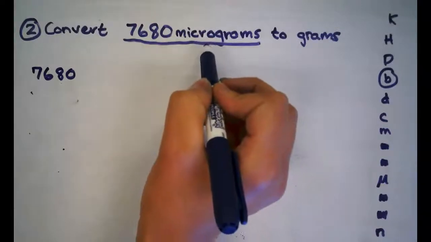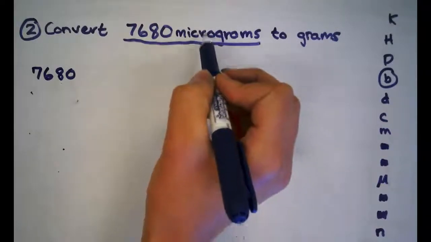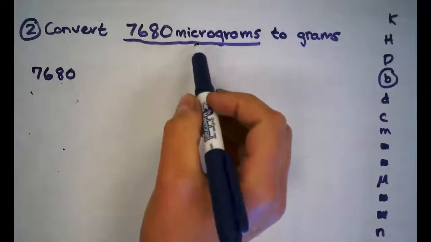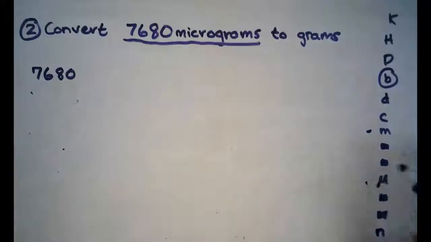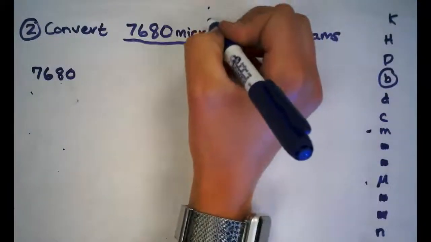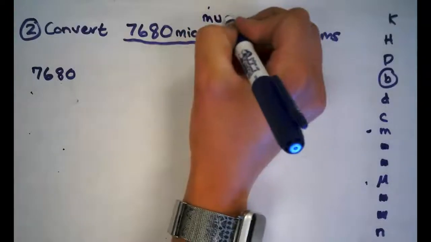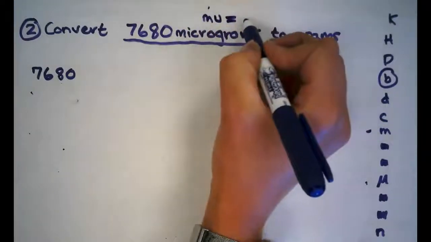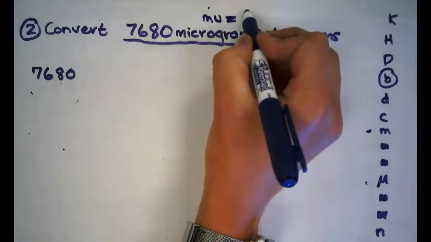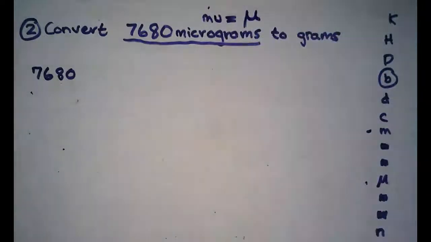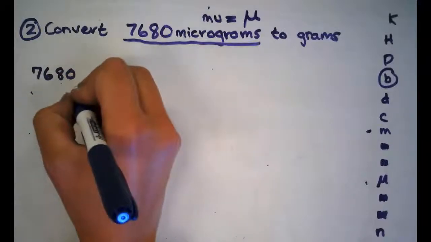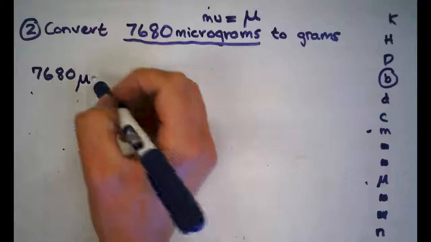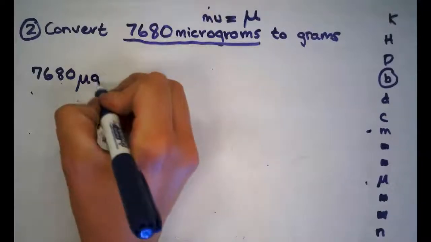And to do that, we need to know the correct abbreviation for micro. Remember, micro is not the same as milli. Micro is this funky looking symbol, the Greek letter mu. I'll write it up here, mu. And the Greek letter mu looks like this. You start at the bottom, draw a line straight up, and then make a U at the top. And that is the Greek letter mu, which symbolizes micro. So 7,680. I'm going to put micro, and then I have to also put my unit, grams, micrograms.